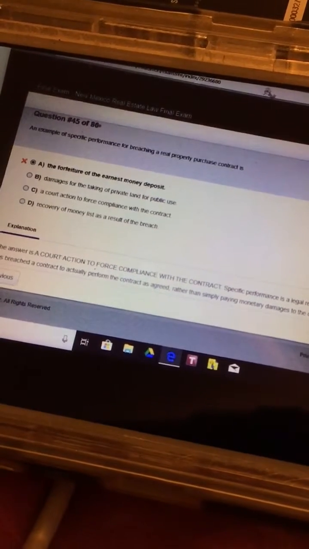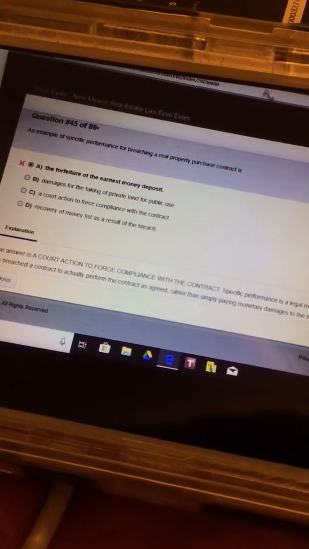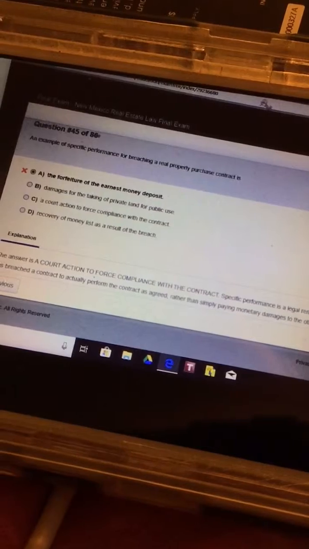An example of specific performance for breaching a real property purchase contract is A. The forfeiture of the earnest money deposit. B. Damages for the taking of private land for public use. C. A court action to force compliance with the contract. Or D. Recovery of money lost as a result of the breach.